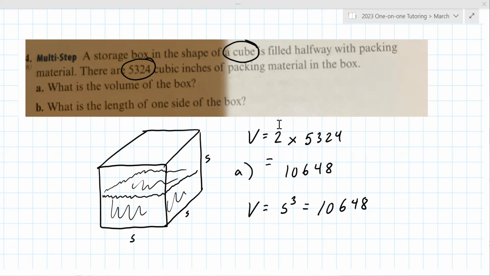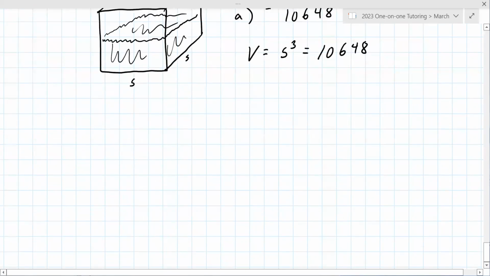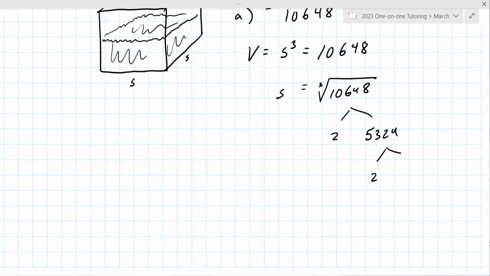Okay, I did not do the previous one correctly. So this does work out nicely. I'm sorry. So you have to take the cube root of both sides. You start with 2, and then 5, 3, 2, 4, and you try 2 again. Oh, yeah, the prime factorization.